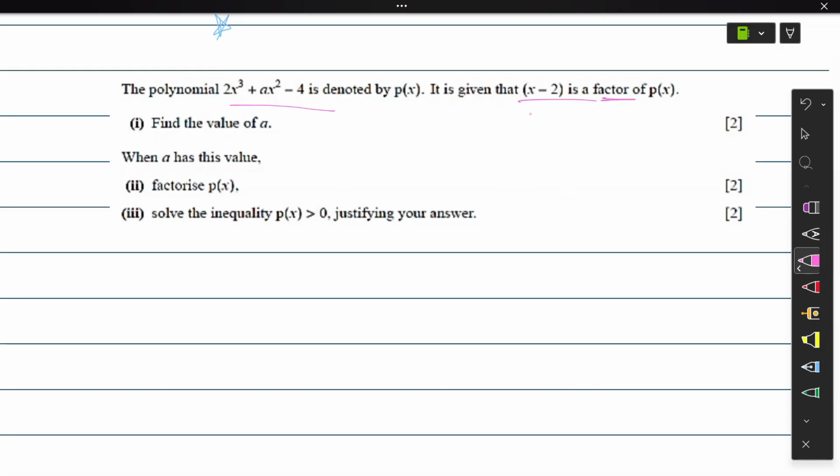Okay, question number 3 says the polynomial, this cubic polynomial here, it is given that x minus 2 is a factor. What does that mean? x minus 2 equal to 0, x equals 2. If I substitute this into the equation, the remainder must be equal to 0. So find the value of a.